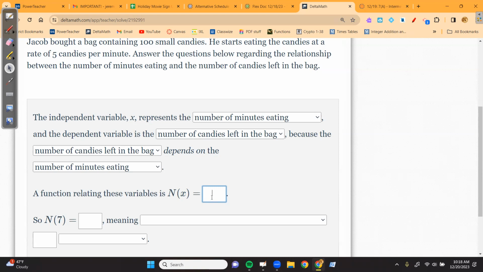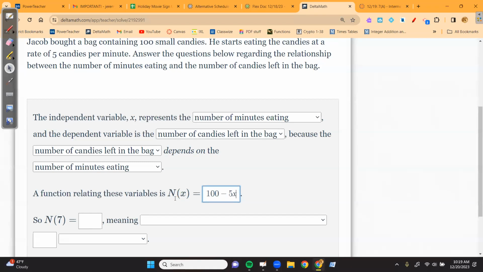What's the starting point in this problem? Right, so we definitely want to start our model with the number 100. Does the number of candies in his bag increase or decrease? So I need a minus sign. 100 - 5x. 5 per minute. x is the number of minutes. Perfecto. What is n of 7?